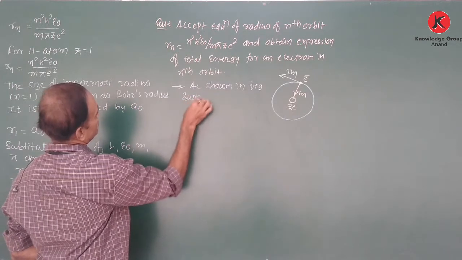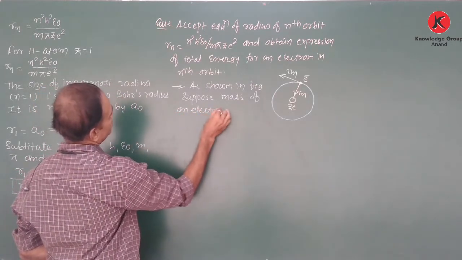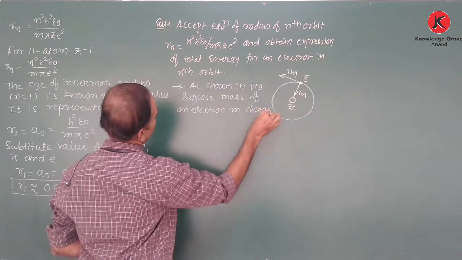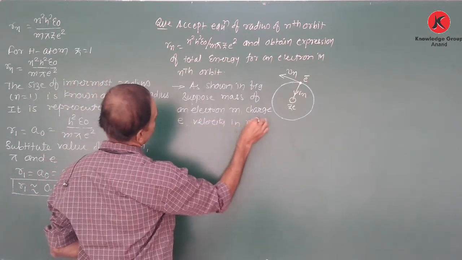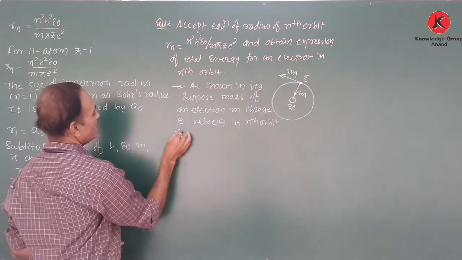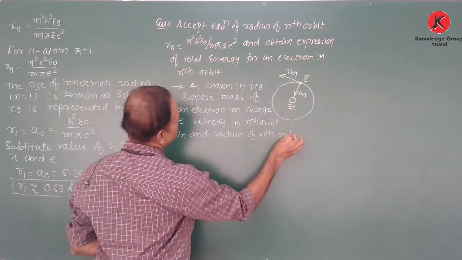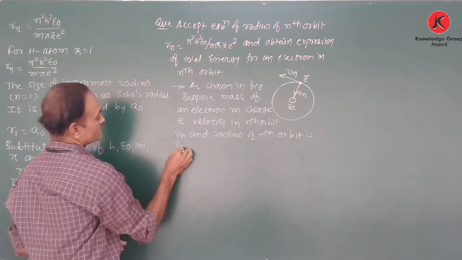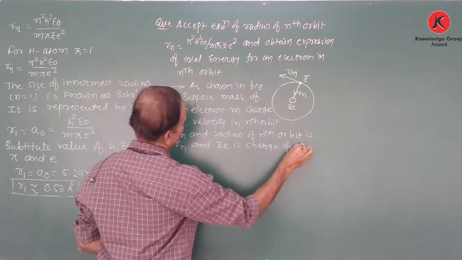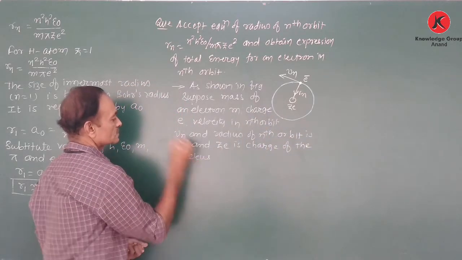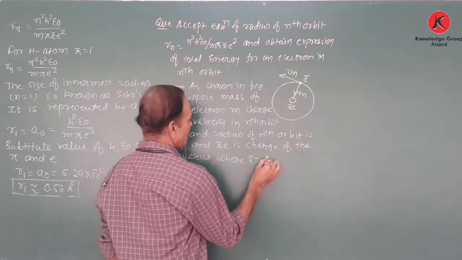suppose mass of an electron m, charge e, velocity in nth orbit vn, and radius of nth orbit is r, and Ze is the charge of nucleus, where Z is the atomic number of element.